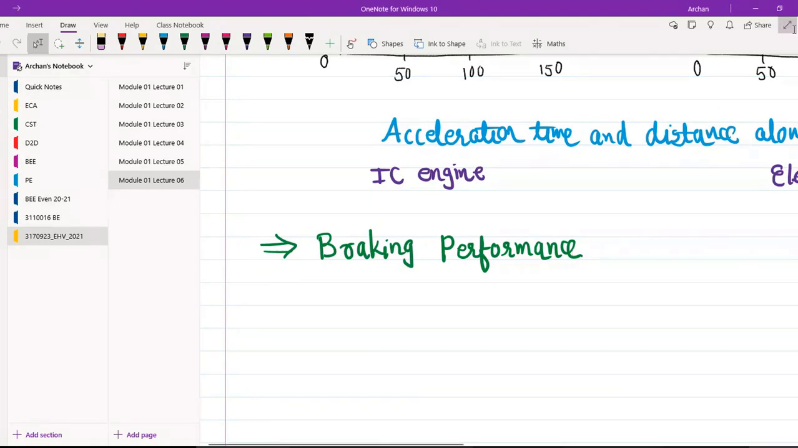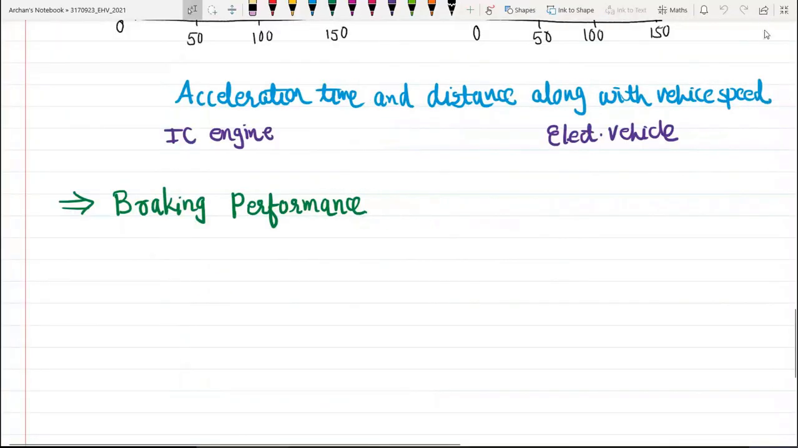We are talking about this braking performance and specifically regenerative braking. I was telling you that whenever we are running our vehicle at say some 50 or 60 kilometer per hour, and suddenly I apply braking, what is going to happen? This vehicle has its own kinetic energy, and all the kinetic energy is going to waste if we are not using this.